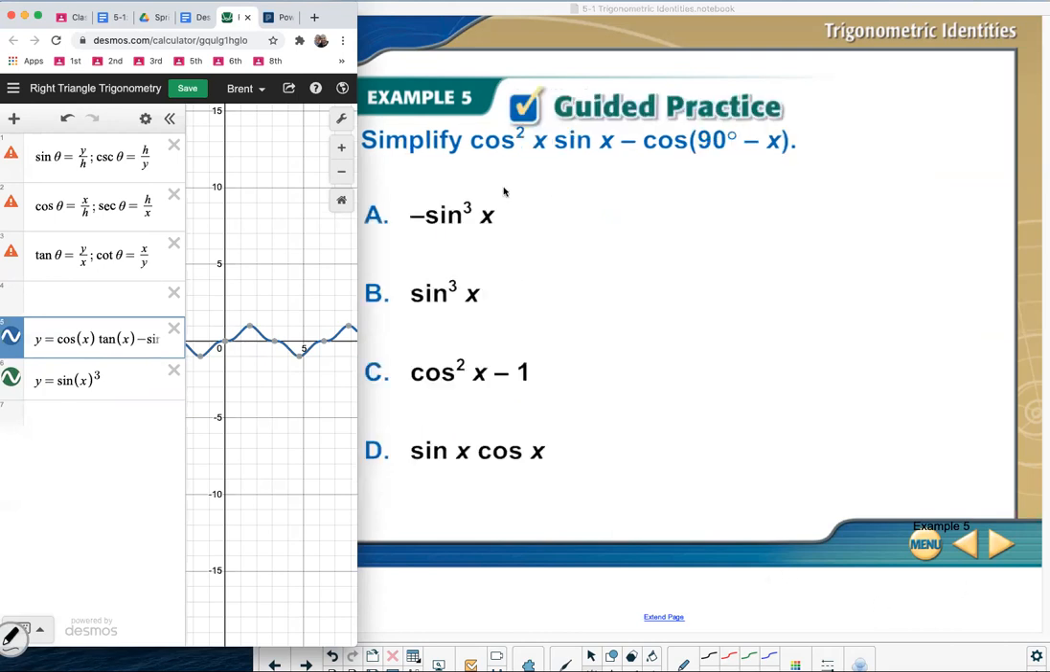And here would be a problem for you to try. I would recommend graphing this. Just make sure you use degrees because that's in degree mode there to get your correct solution.